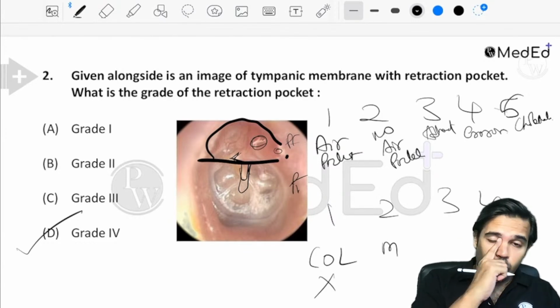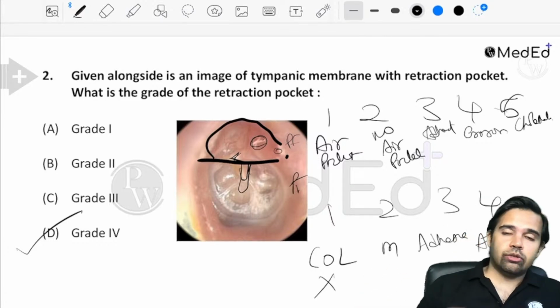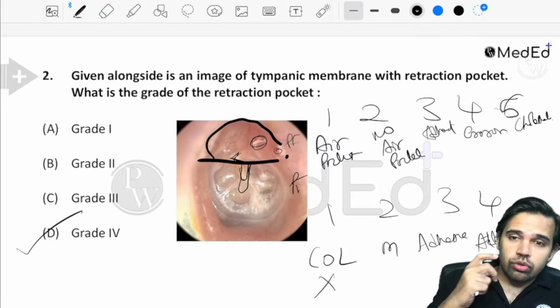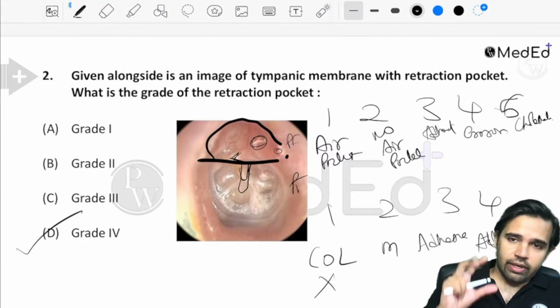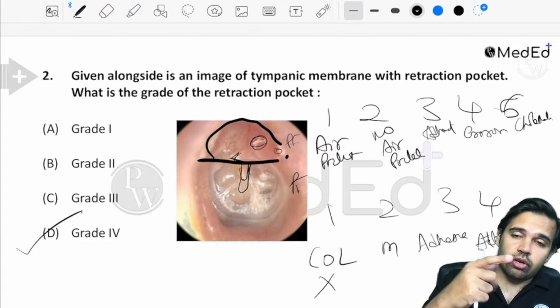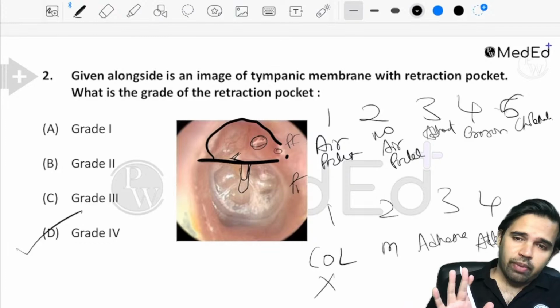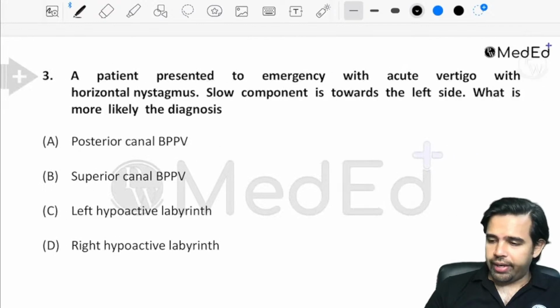And grade 3 and grade 4, one is adhesive, the other is atelectatic. What does that mean? Adhesive means it is plastered. You can see the promontory, it has gone all the way to the back. But if you do sigillization, if you put some air inside, then the tympanic membrane is not adhesive, it comes out. But atelectatic means however much you try to give air inside through the eustachian tube, with sigillization, the tympanic membrane is plastered onto the promontory. It's grade 4 severe retraction, right?